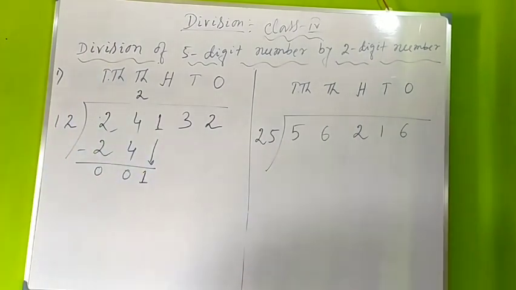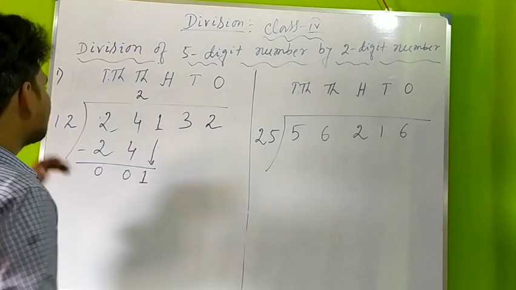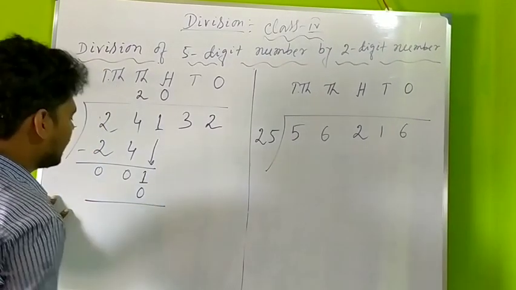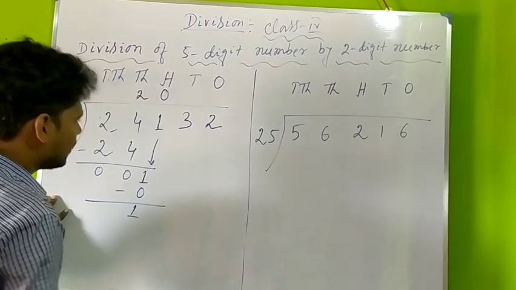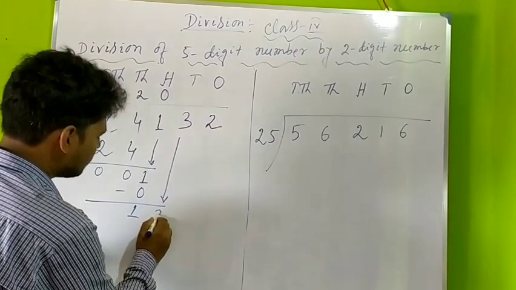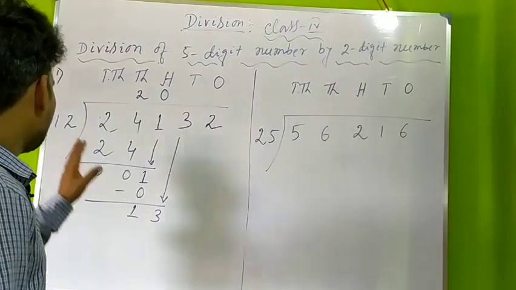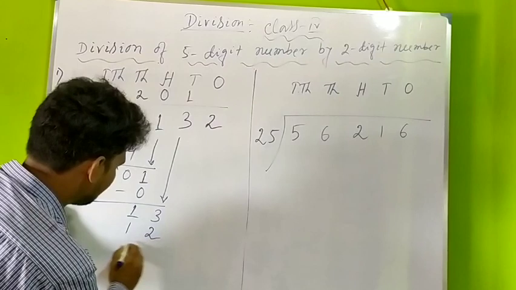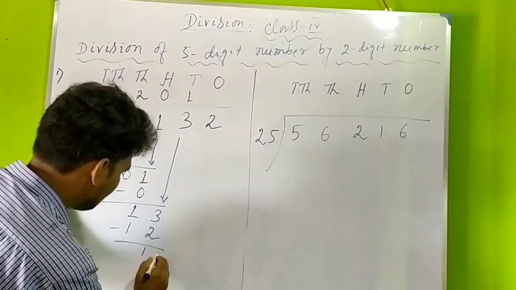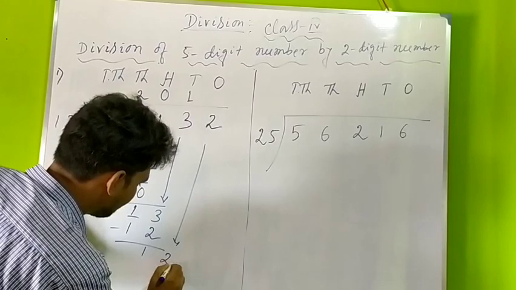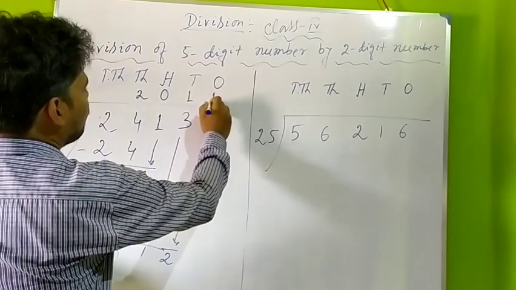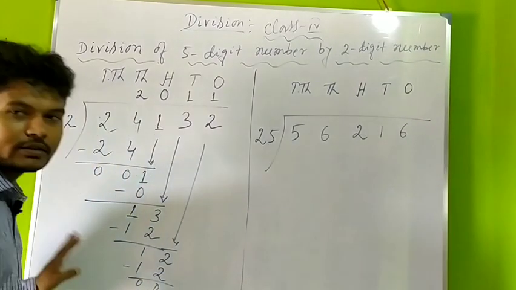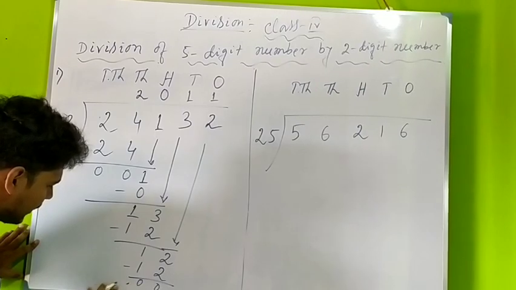Now 1 is smaller than 12, so we have to multiply 12 by 0. So we get 0 here. So remainder 1. Now 3 comes down. Now 12 into 1, that is 12. 1 and 2 comes down. So it is 12. Now we know 12 into 1, 12. So we get the remainder 0. So 0 is the remainder.